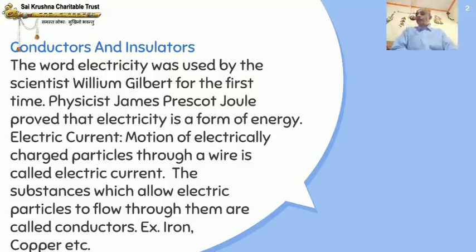Okay. So, electric current. What is electric current? Motion of electrically charged particles through a wire is called electric current. Motion of electrically charged particles means flow of electrically charged particles through a wire is called electric current. I repeat, flow of electrically charged particles through a wire is called electric current.